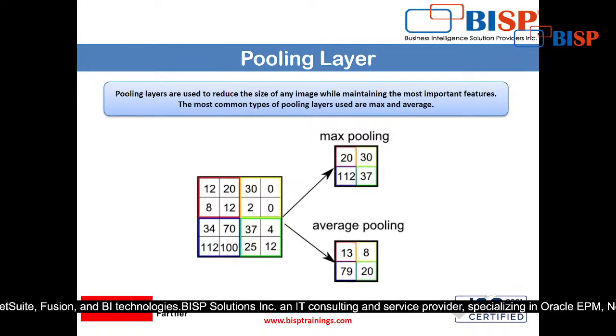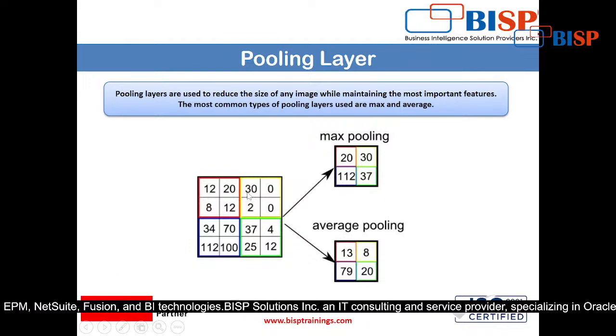Third is the pooling layer. Pooling is of 2 types. As I just gave you the example of the house, if you are asked to minimize this picture into a small thumbnail image, the same thing is here. You will see here max pooling. 30 is the maximum number, 30 is here. 20 is the maximum number, 20 is here. 112 is the maximum number, that is here, and 37 is the maximum number.